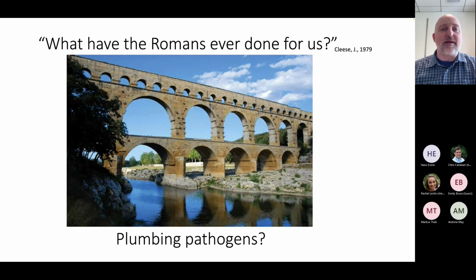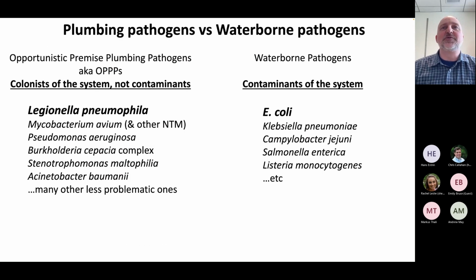So what do I mean by plumbing pathogens? Well, there are two real types of pathogens. There are what are officially called the opportunistic premise plumbing pathogens, or the OPPPs. Those are the ones that live in the system that we're never going to fully get rid of because they can live their entire lifestyle in that system. That's in contrast to the waterborne pathogens, which are due to contamination.